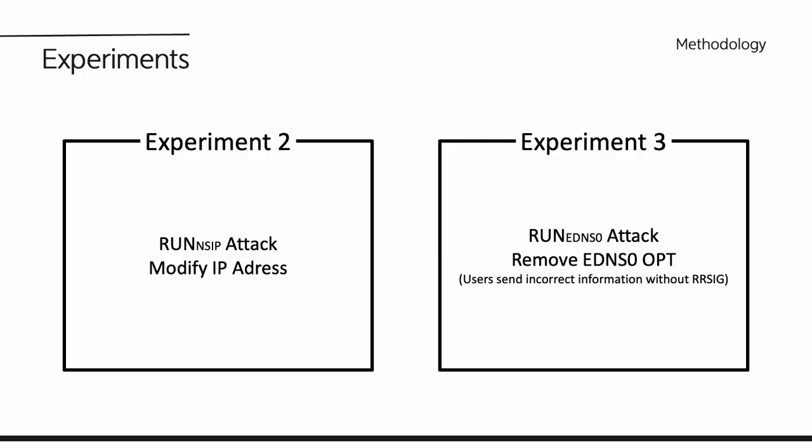Experiment number 3, RUC EDNS0 attack. Here, the attacker tricks the resolver into thinking that a name server does not support EDNS0 by removing the OPT records from a response. As a result, the resolver sends the DNSSEC queries without OPT, and the name server responds without RRSIG data, causing validation to fail again. Through this experiment, we confirm how the resolver caches EDNS0 capability and how that affects DNSSEC verification.